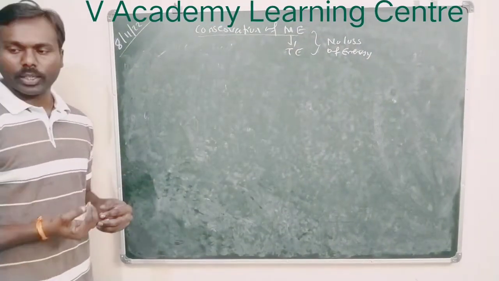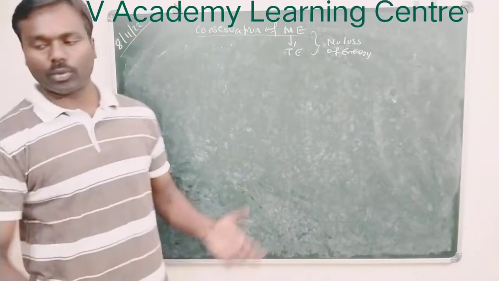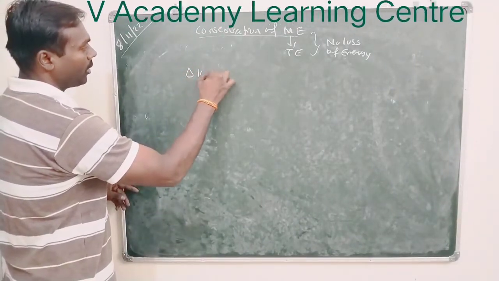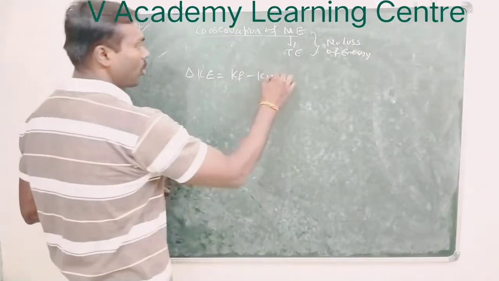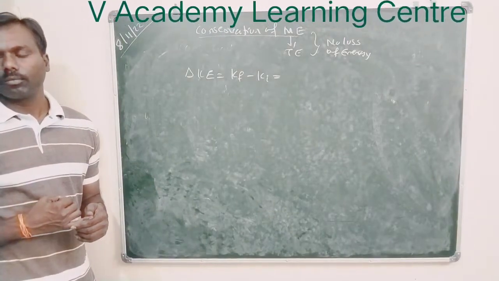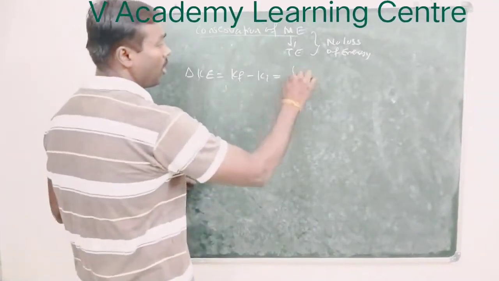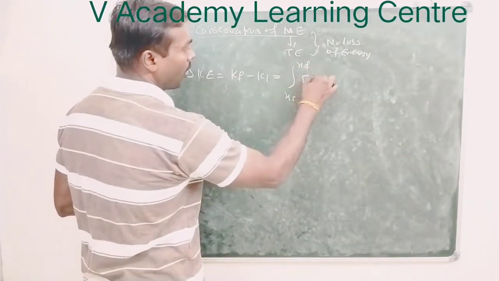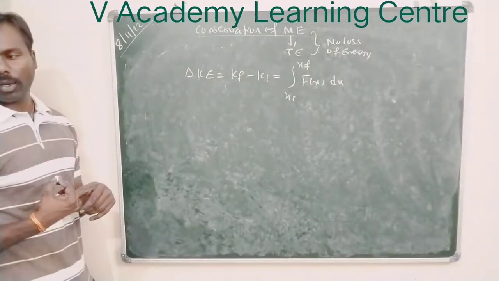Okay, let's take an object again, same story, and the object is moved by a force. We know the change in kinetic energy is equal to Kf minus Ki, and this was equal to what? It moves from distance xi to xf. We take the integral of F(x) dx, with integration applied.